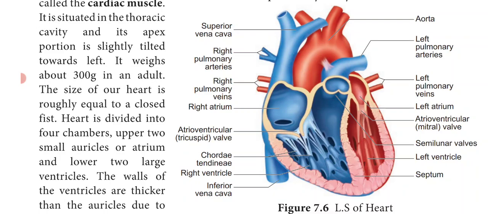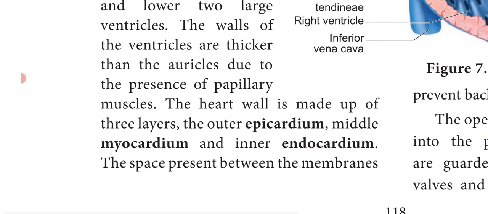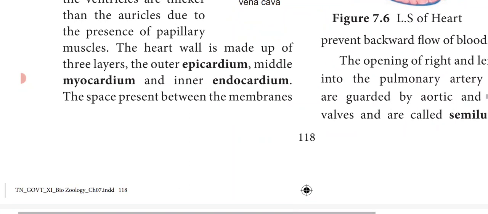The heart is made up of 3 layers. The outer layer is called epicardium, the middle layer is called myocardium, and the inner layer is called endocardium. And the heart is surrounded by a membrane called pericardium.